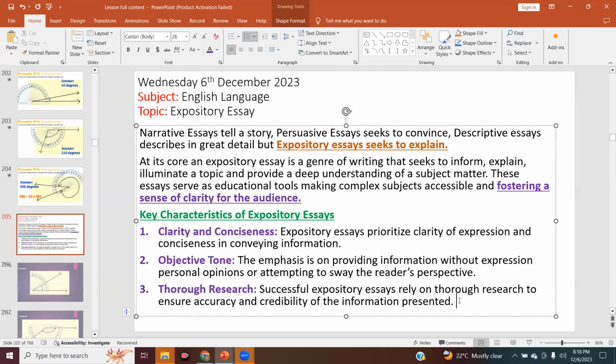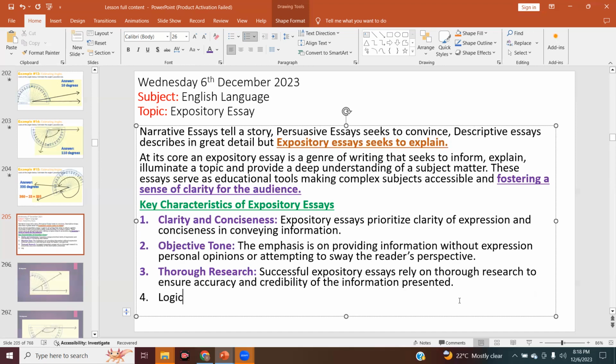Next up, with expository essays, you want to make sure that you have your stuff organized. So logical organization is needed when you're writing your expository essays. So you may want to talk about whatever you're talking about in order of importance. You may want to have the most important thing first, the least important thing last, or you may want to have the least important thing first, the most important thing last. But whatever it is, it must make sense in how you present it.